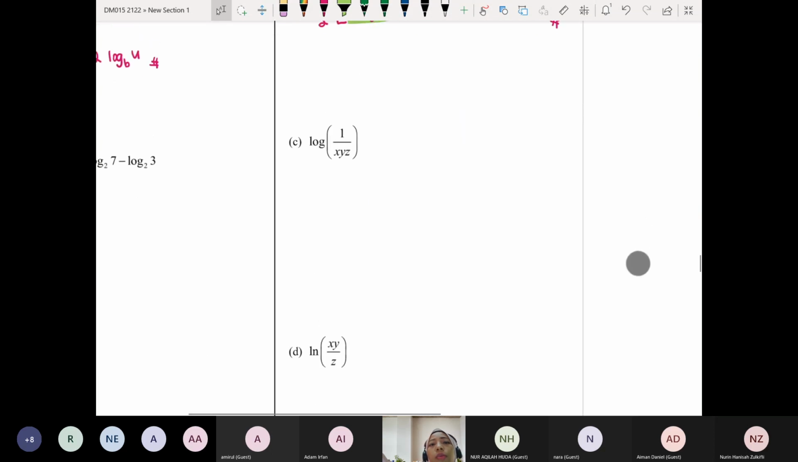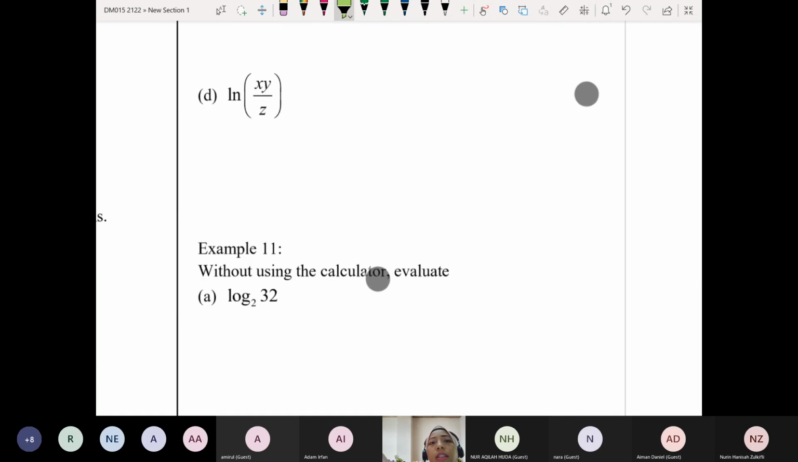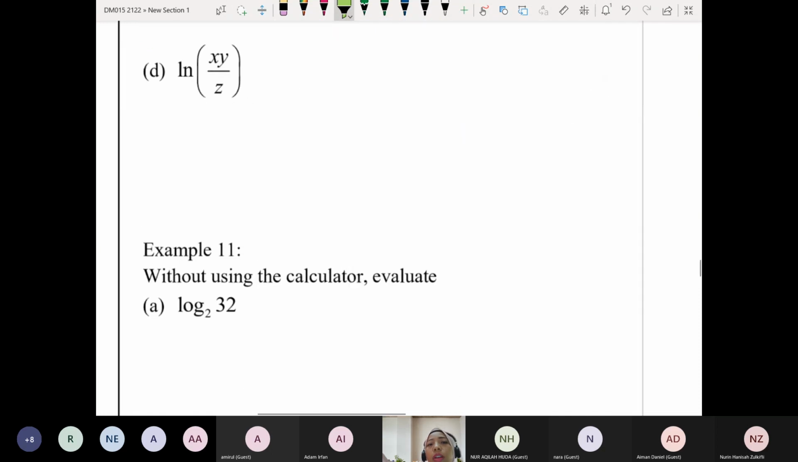Okay, just now we have done the example for log. Now let's look at ln. It is the same, ln is log base e, so you can leave it as ln too. So this will be ln x plus ln y minus ln z, easy peasy, yeah? That's it.